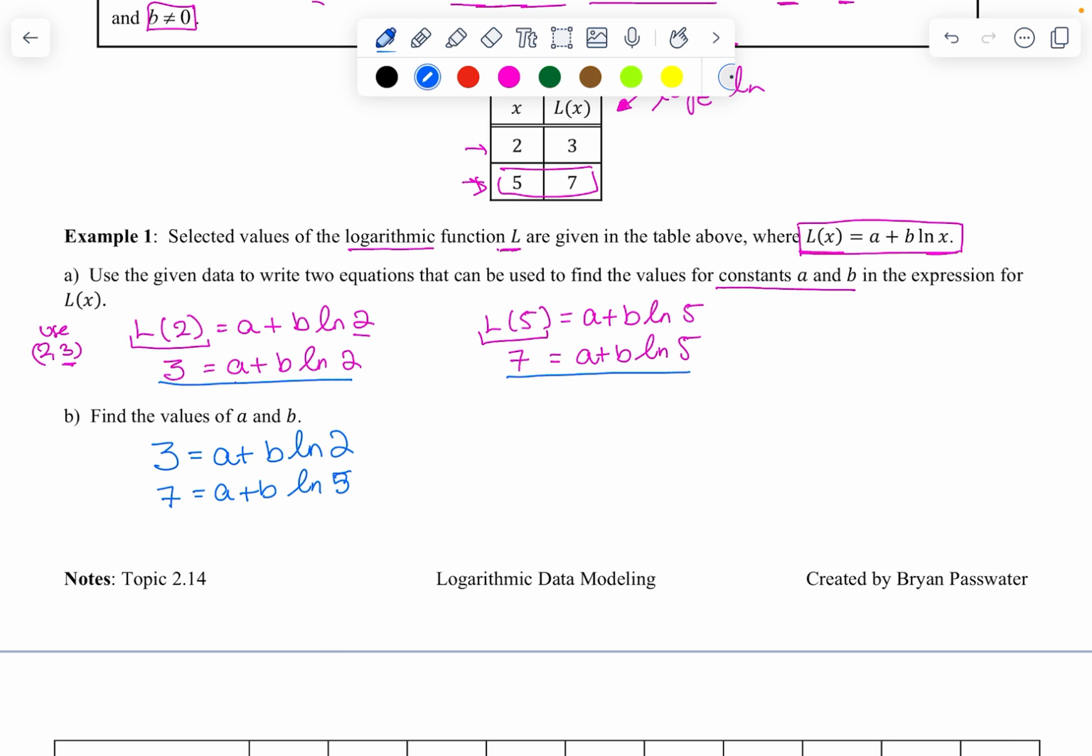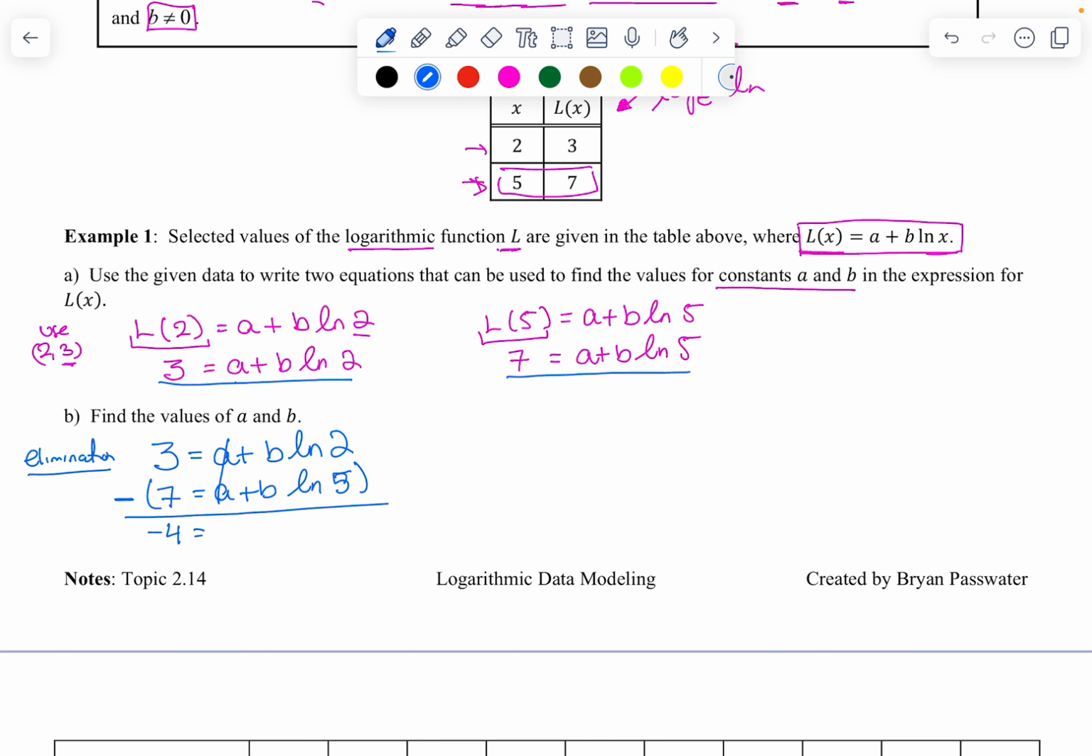So these are the two that I'm going to be using. And once we set this up, I'm going to choose to subtract one of them. So I'm going to subtract the top from the bottom. And what that will do is it's going to eliminate the a, right? So I'm going to use elimination and subtract them. And that way I can eliminate the a. So 3 minus 7 is going to give us -4. A minus a is gone.